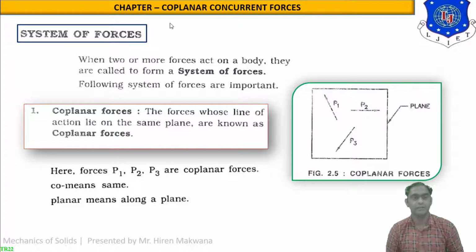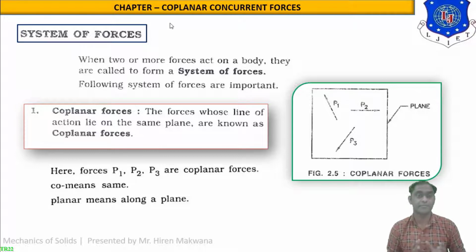Lecture number 10, we are going to discuss system of forces, and then after we will discuss two more theories, which is principle of transmissibility and principle of superposition. So now let us start this topic, system of forces. After completing these three theories, this chapter is going to complete now, as I have said in the last lecture.